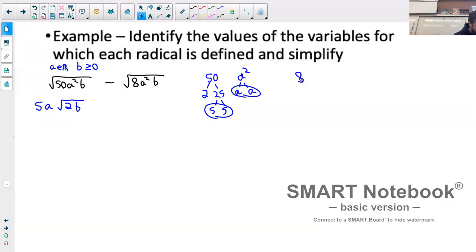For the second part, we have 8. That's 2 times 4, which is 2 times 2. So we can take a pair of 2s out. So we have minus 2. We have a squared again, so we know we can take an a out. Square root of 2b. And we can combine what's here. So 5a minus 2a is 3a root of 2b.